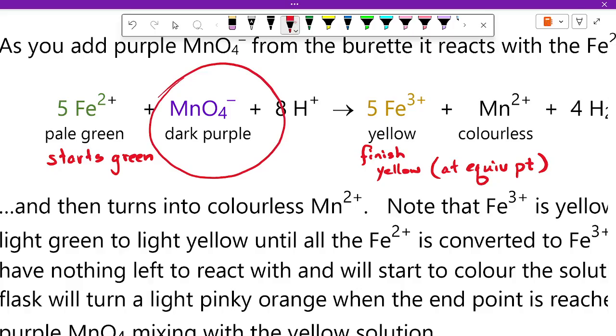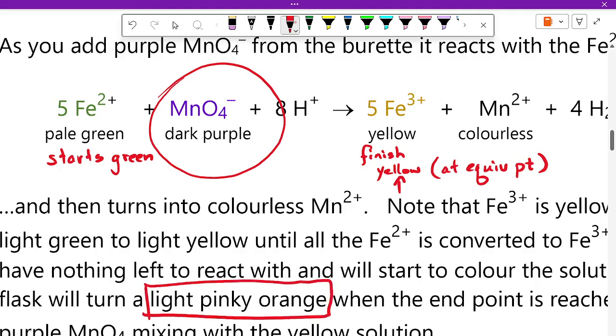Okay? So you're dripping in the dark purple, you swirl it and it turns yellow. You drip in the dark purple, you swirl it, it turns yellow, until finally you drip in the dark purple and instead of turning yellow, it stays purple. Now, unfortunately, you still only have one drop of purple in a whole mess of yellow. So instead of actually looking purple, it's going to turn a light pinky orange.